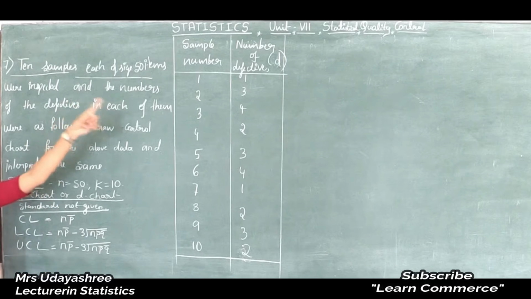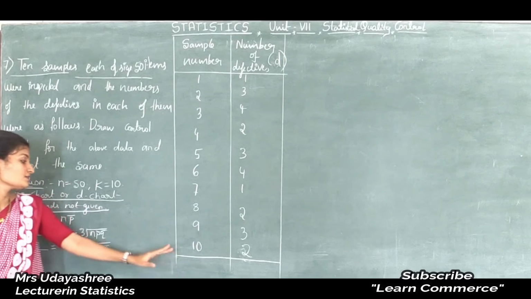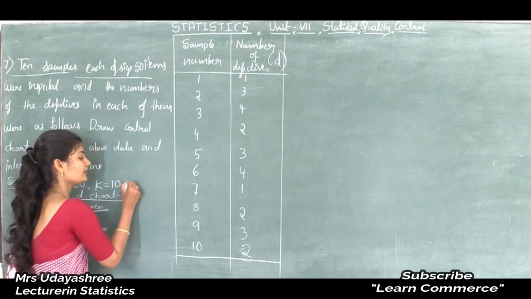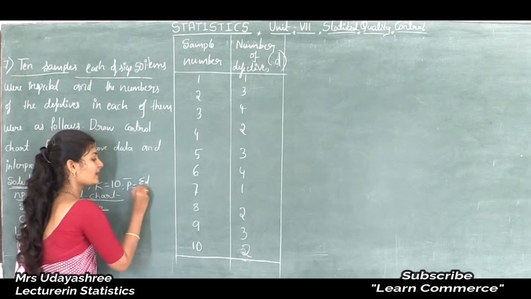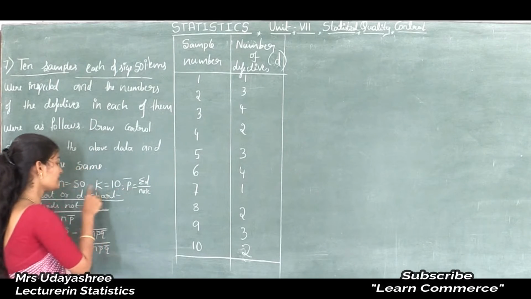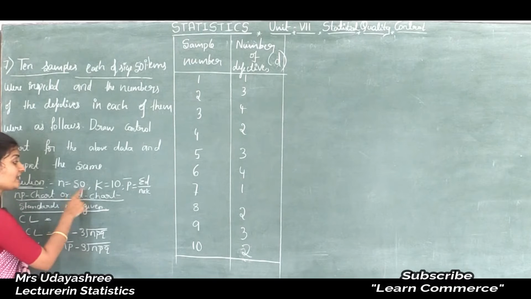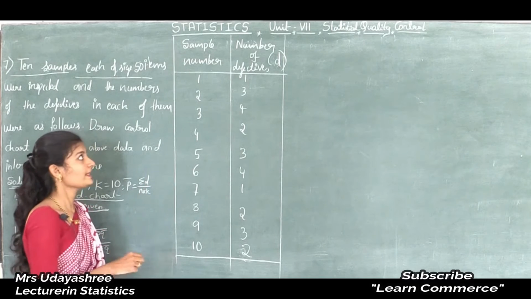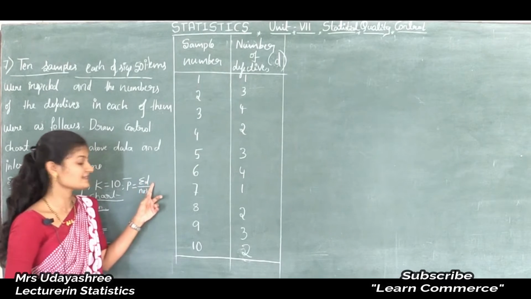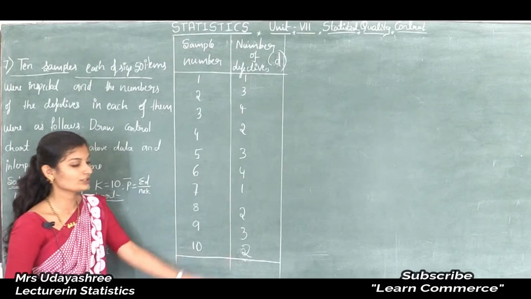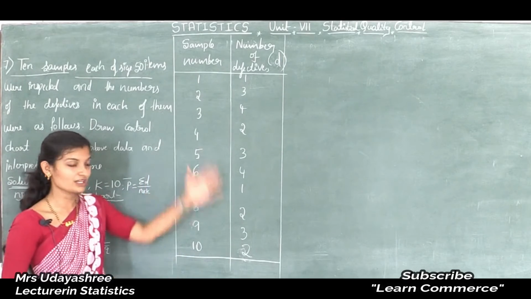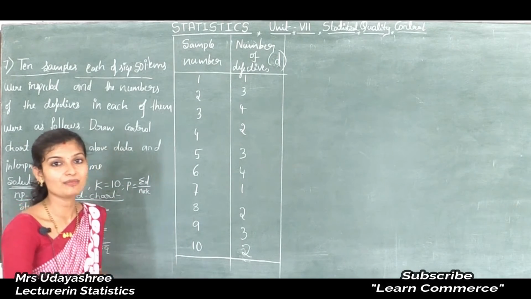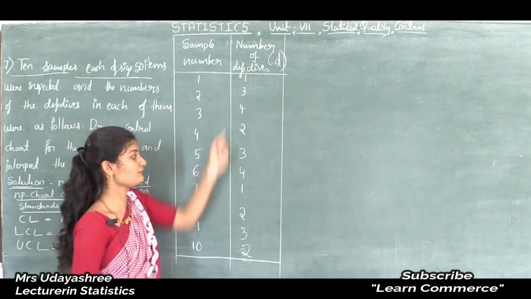D observations are given, so using these we can calculate P bar. What is the formula to calculate P bar? The formula is summation D divided by n into k. Here n and k are given in the question, and D observations are given. D is the number of defects, and sum of D is the total number of defects. So how to calculate the sum of defects? That is the total of these defective observations.